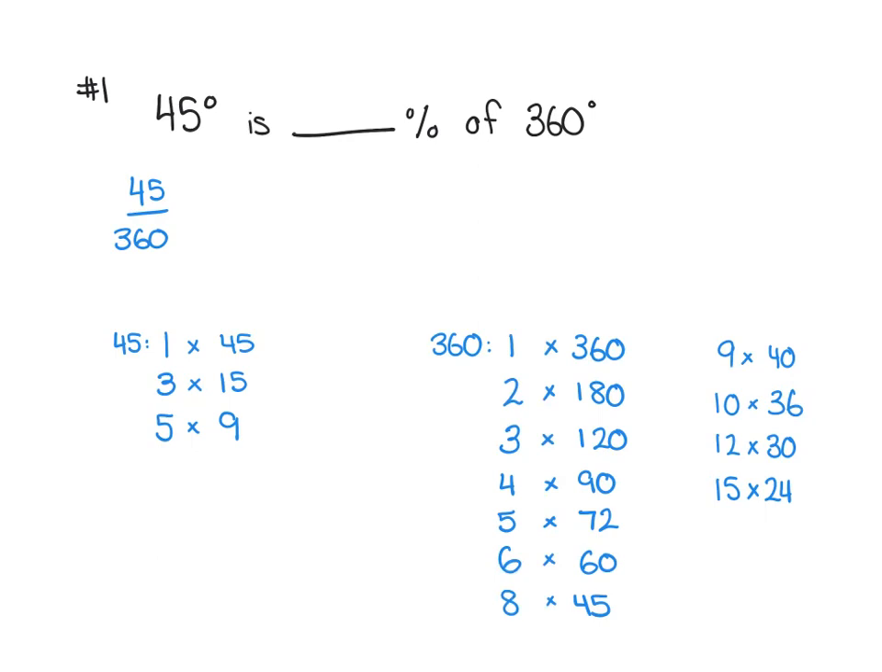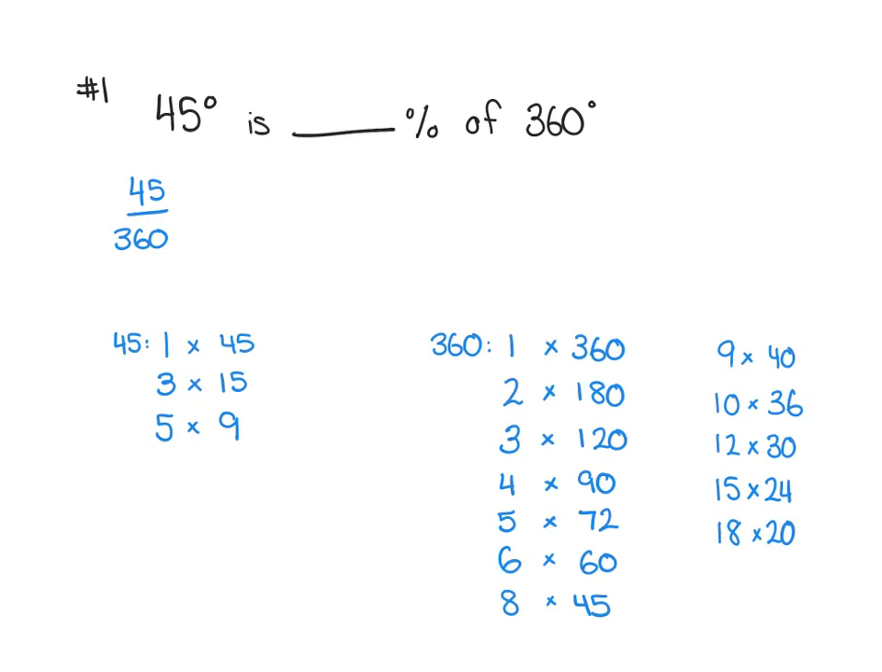I think I can divide it by 16. Oh, nope, that would give me 22 and a half. 360 divided by 18 is 20. And I don't think I can divide it by 19. And then I get to 20, which I've already used. So these are all of my factors for 45 and 36.